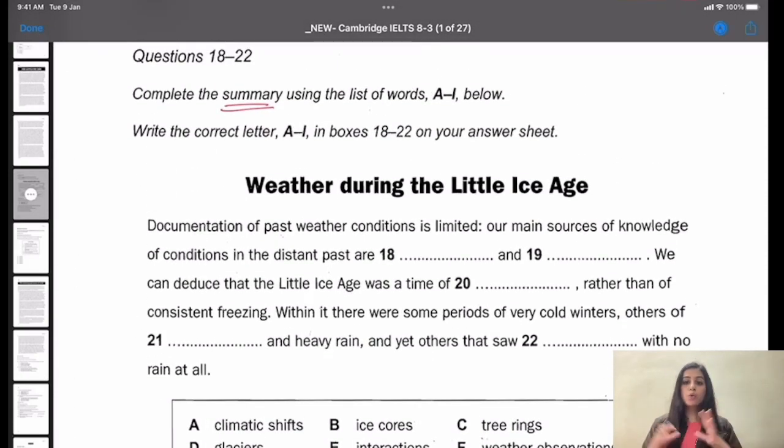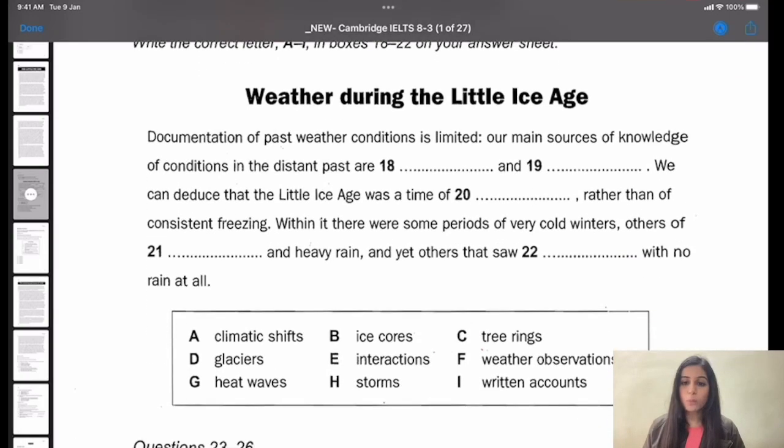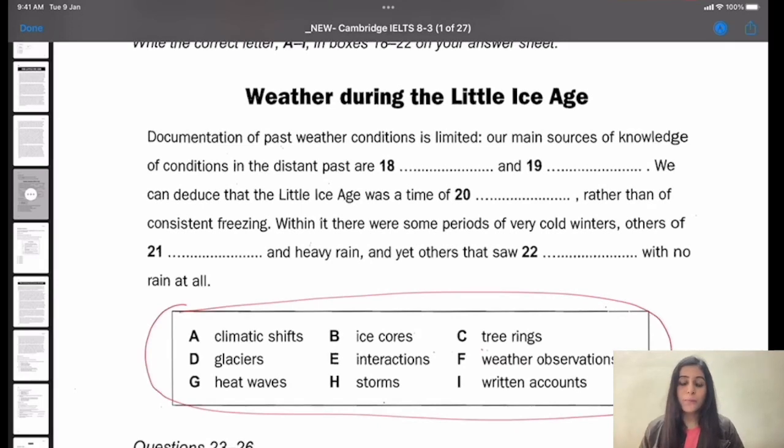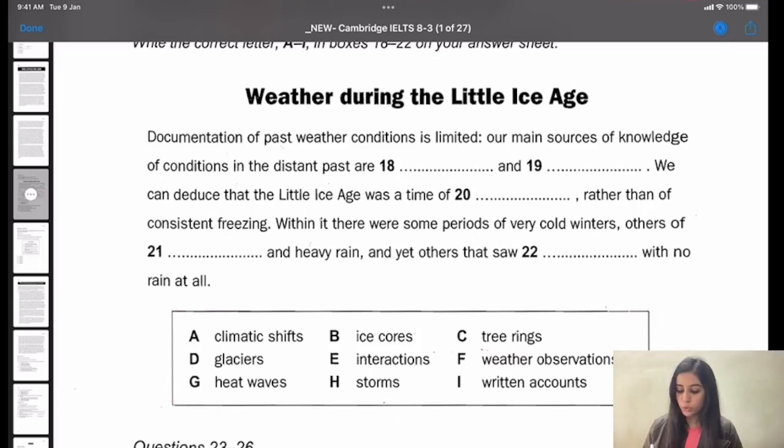There are two different ways in which summary completion questions can be asked. One is fill-ups without the options, without these suggestions. The other one is with the suggestions. So this one is slightly different. Here you are also given the options or the answers, and you just have to choose them.